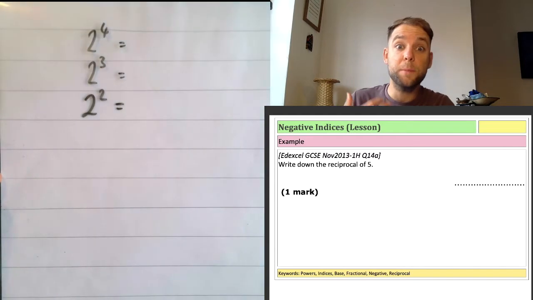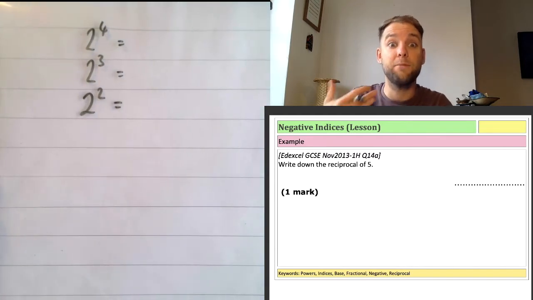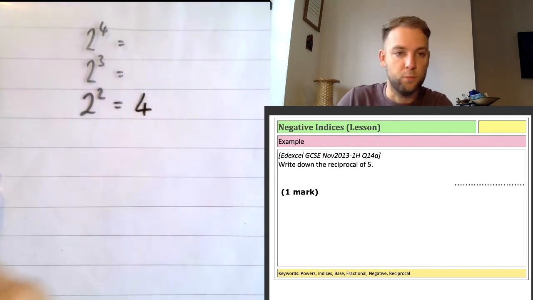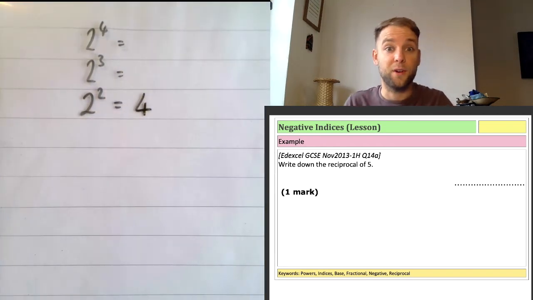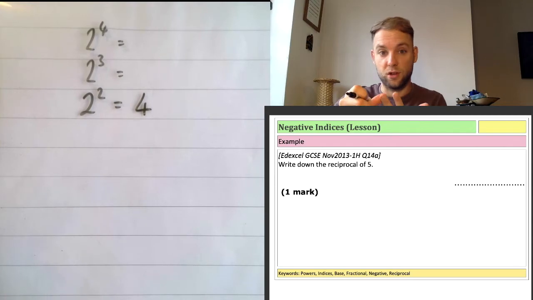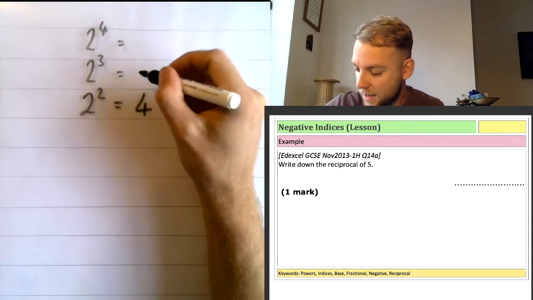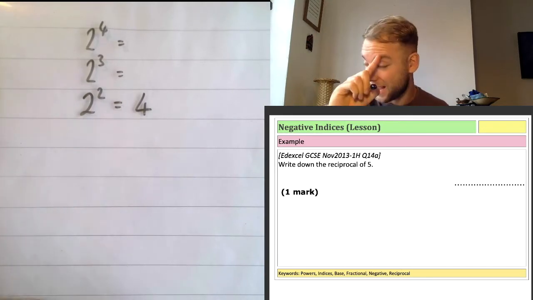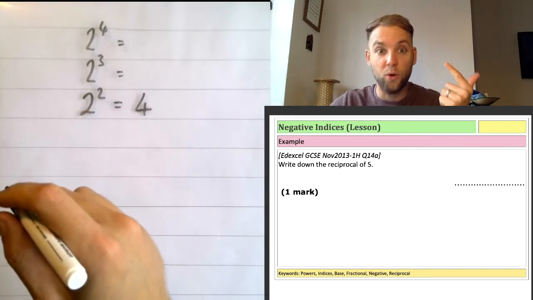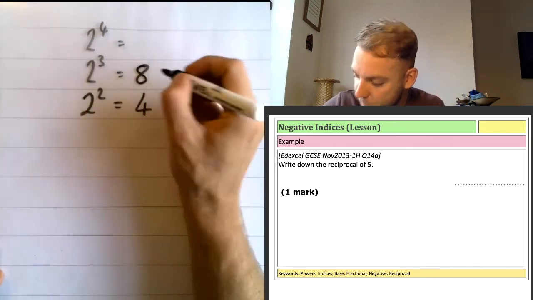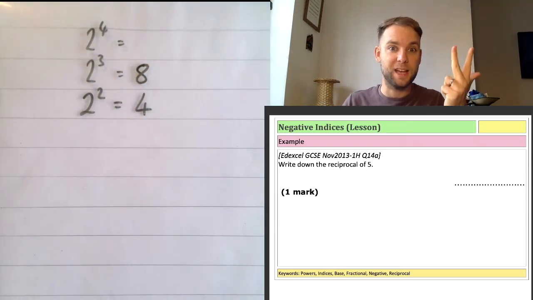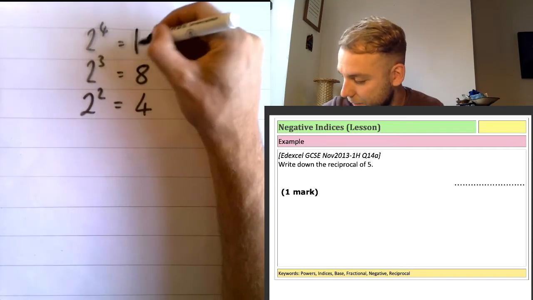So I know that 2 to the power of 2 means 2 times 2, which I know is equal to 4. Brilliant. 2 to the power of 3 is 2 times 2 times 2, which is 2 times 2 is 4, times by 2 is 8, not 6. Remember, we're timesing, not adding. And 2 to the 4, well, 2 times 2 is 4, times 2 is 8, times 2 is 16.